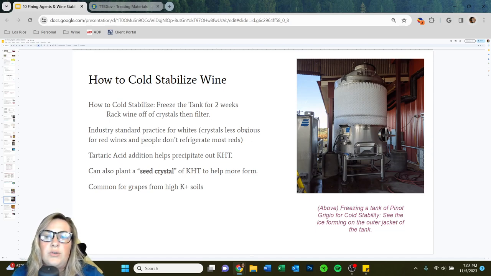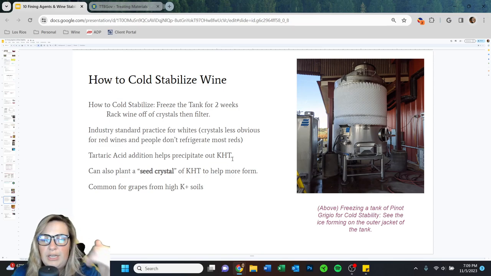So what we do is we will just freeze the tank. We expose the wine before bottling to freezing temperatures, and we let the crystals form in the tank at the winery. So let all of the crystals form and then rack them off, so that way they can't form anymore.